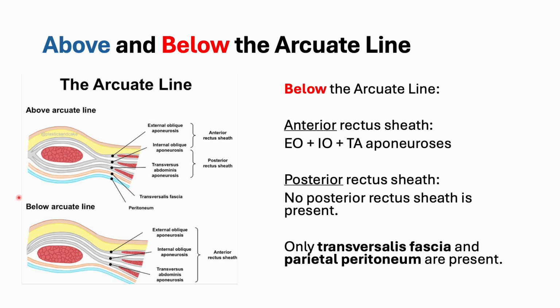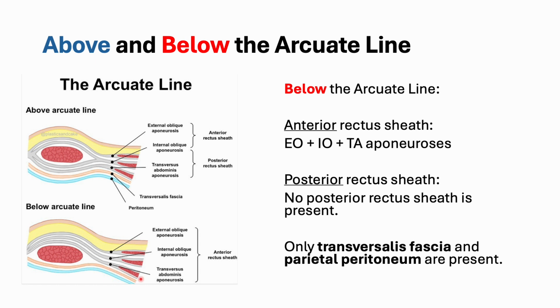Now we're only talking about here on the bottom, so that's below the arcuate line. It still has an anterior rectus sheath, and the rectus sheath actually is going to comprise everything. So the external oblique, internal oblique, and the transverse abdominis aponeuroses. However, the posterior rectus sheath, there is none.